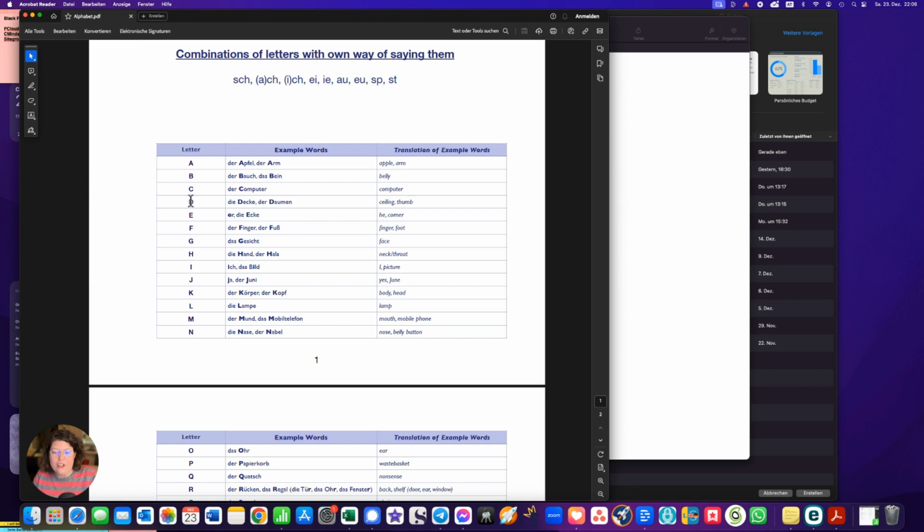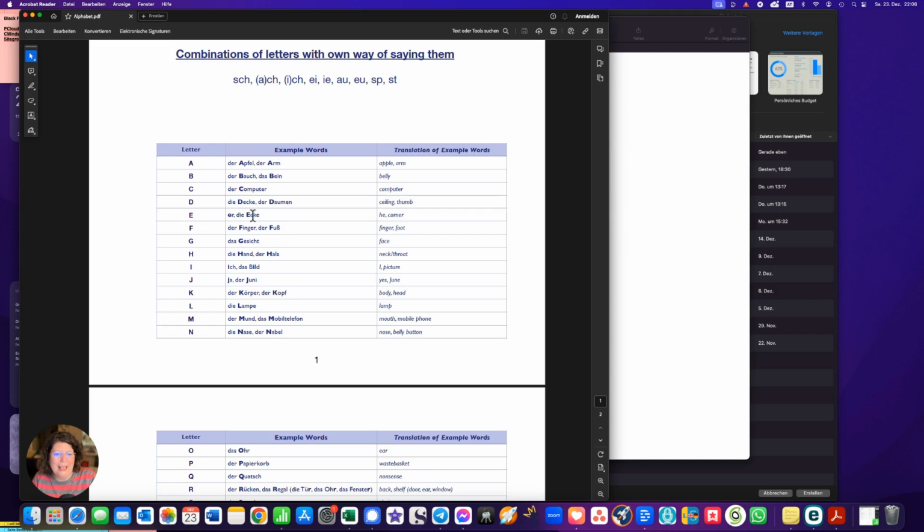Then the next letter is D, like die Decke, that's the ceiling. Or der Daumen, that's the thumb. E, like er.